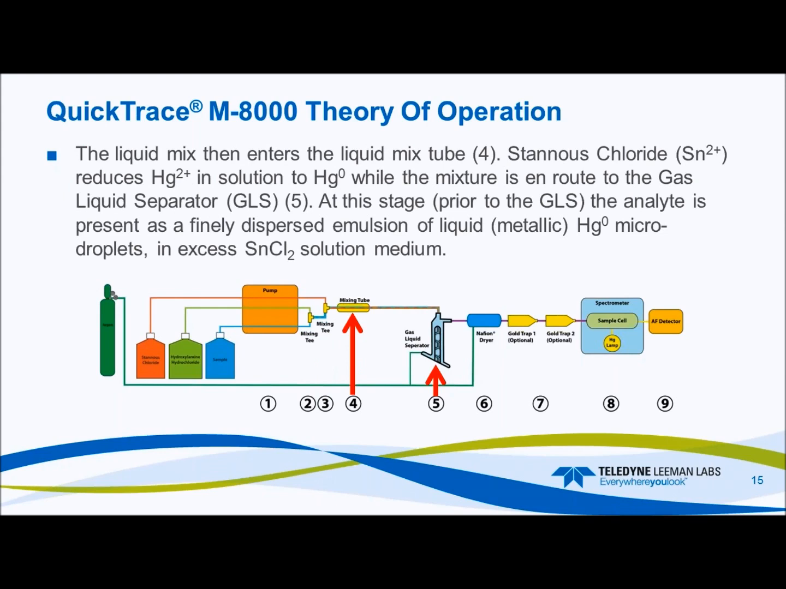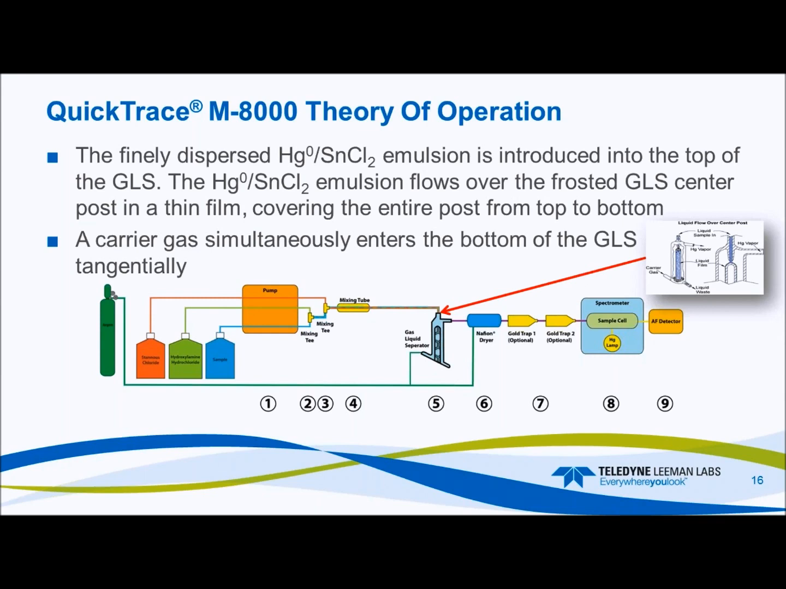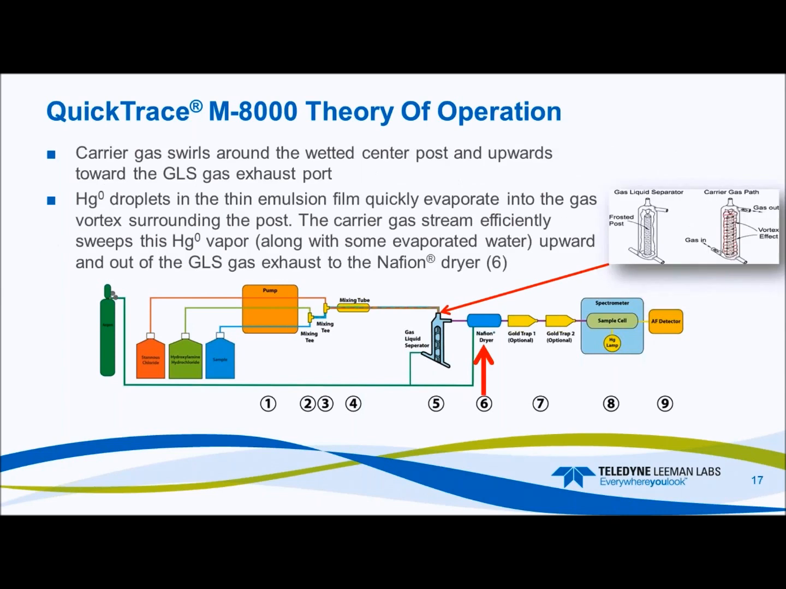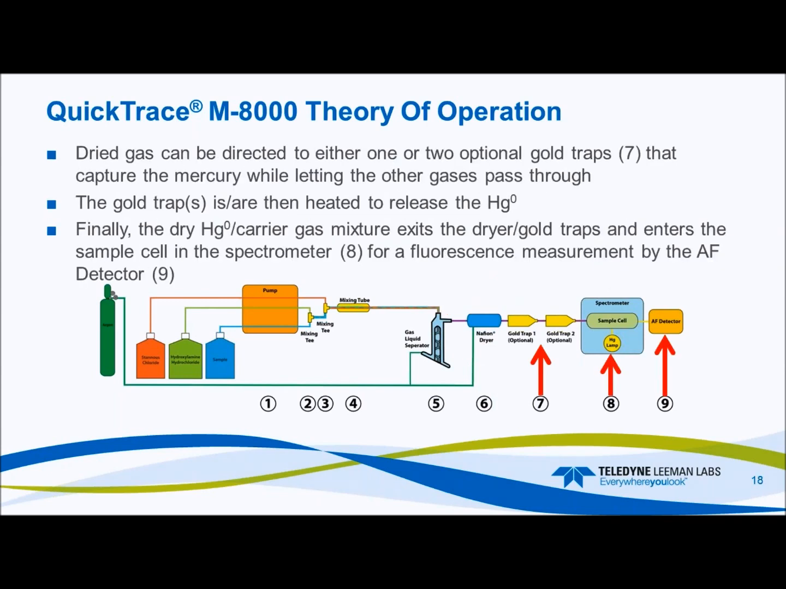And by this time, it's almost instantaneous. So the stannous chloride reduces the mercury to Hg0 while it's en route. And then once it hits the gas-liquid separator, it's in a finely dispersed metallic type solution with excess stannous chloride. It flows from the top to bottom, and then the carrier gas comes in the bottom of the gas-liquid separator. At this point, it flows tangentially up and around the center post, and it very easily sweeps the reduced mercury off to the Nafion dryer, and then either directly to the detector for straight atomic fluorescence and/or to the gold trap for amalgamation or enrichment. So it's a very efficient system, and it's very fast.